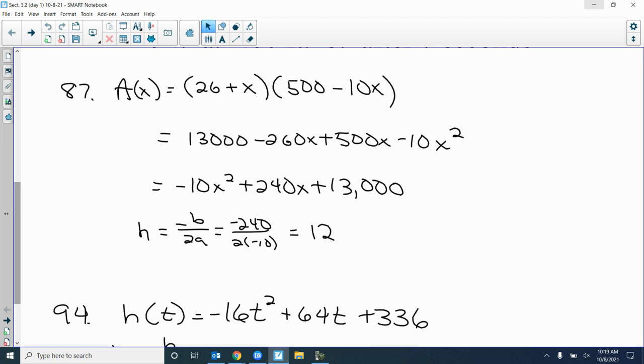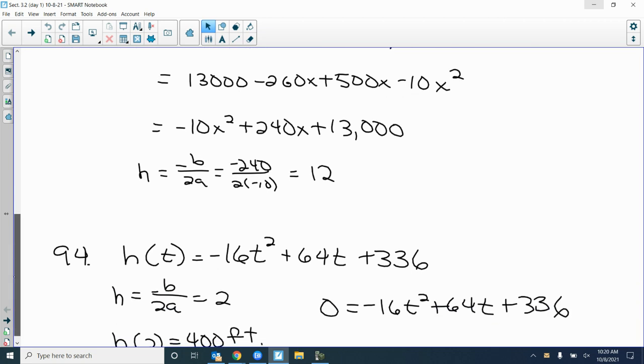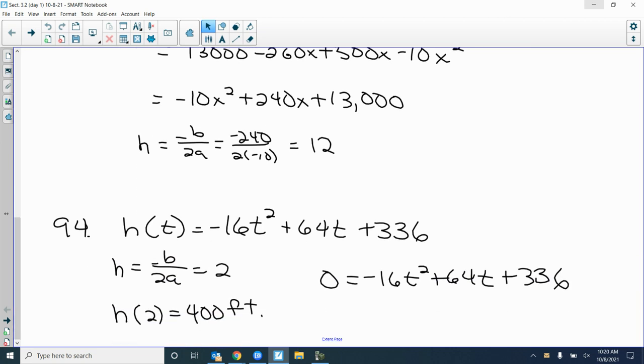When you simplify that, it's negative 10x squared plus 240x plus 13,000. That gives us 12 for the vertex. I don't think they asked for the total amount produced, but if you plug 12 in, that would give you that value. For 94, you find that height. For part B, it says, where does it hit the ground? Is that right?